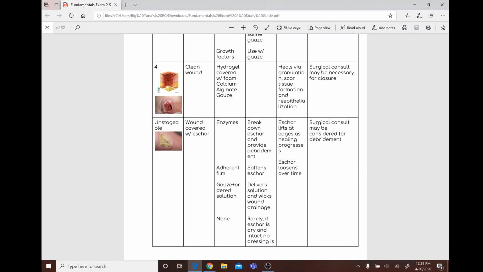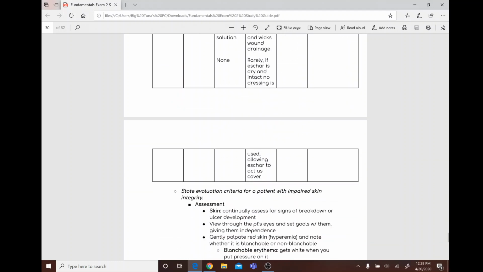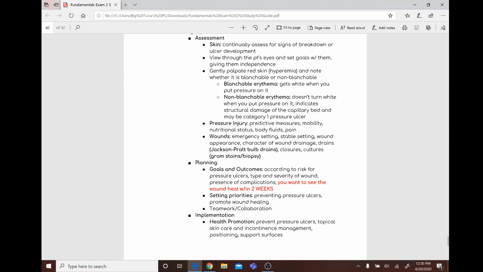What do we know about the expected change of an unstageable ulcer? Eschar lifts at edges as healing progresses. Eschar loosens over time. What are the interventions for unstaged ulcer? You may need surgery. All right, see you back in 2 weeks.